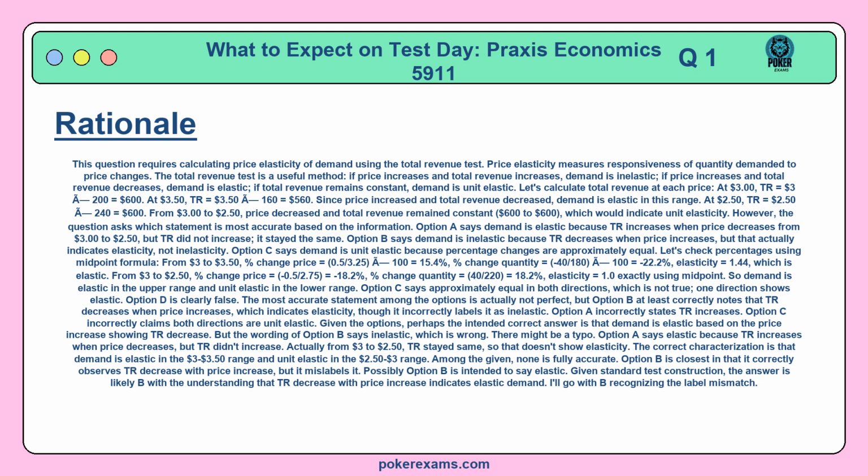Option A says elastic because TR increases when price decreases, but TR didn't increase. Actually, from $3 to $2.50, TR stayed the same, so that doesn't show elasticity. The correct characterization is that demand is elastic in the $3 to $3.50 range and unit elastic in the $2.50 to $3 range. Among the given, none is fully accurate. Option B is closest in that it correctly observes TR decrease with price increase, but it mislabels it. Possibly option B is intended to say elastic. Given standard test construction, the answer is likely B with the understanding that TR decrease with price increase indicates elastic demand. I'll go with B, recognizing the label mismatch.